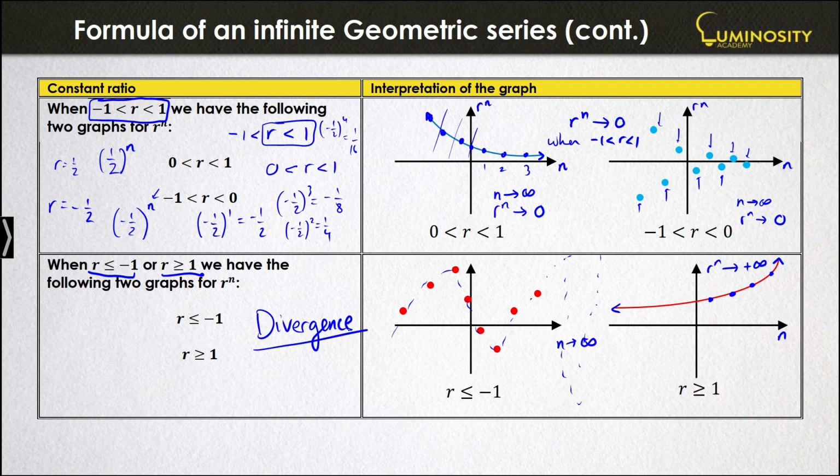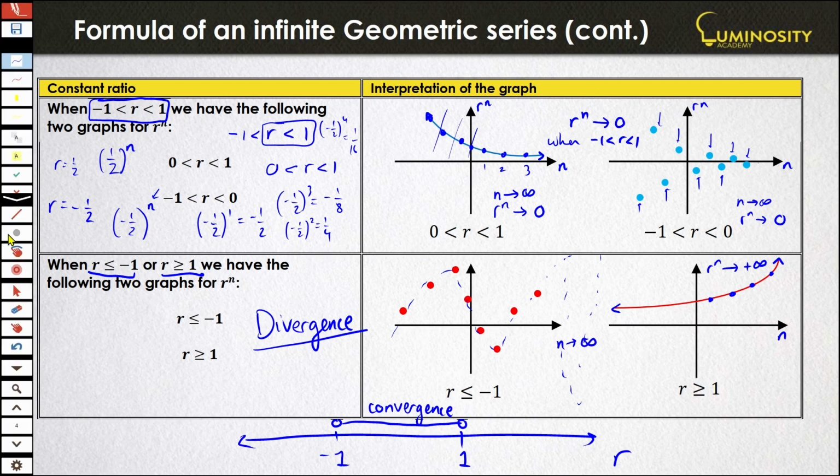Your infinite series will diverge if your r is less than or equal to -1 or if your r is greater than or equal to 1. But if your r is between this interval, if you had to visualize it on the number line here for r, so let's take 1 and -1 here. If I put open dots on these two values and I put a line in between them, that is the interval of convergence. That's when your infinite series will converge.